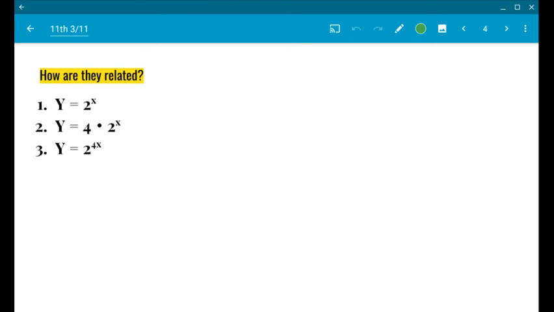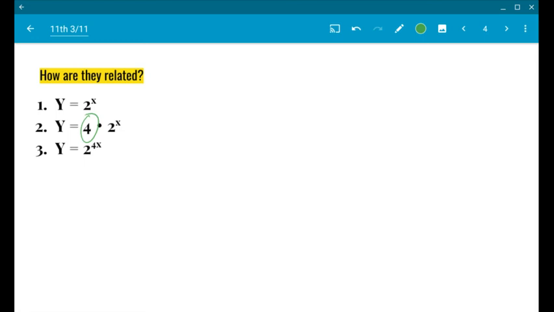Here we have another function, y equals 2 to the x power. So pause the video, graph these on Desmos or whatever, and see if you can describe the functions. So the first one is, again, the parent function. It passes through 0, 1, and then goes exponentially. It's exponential increase.